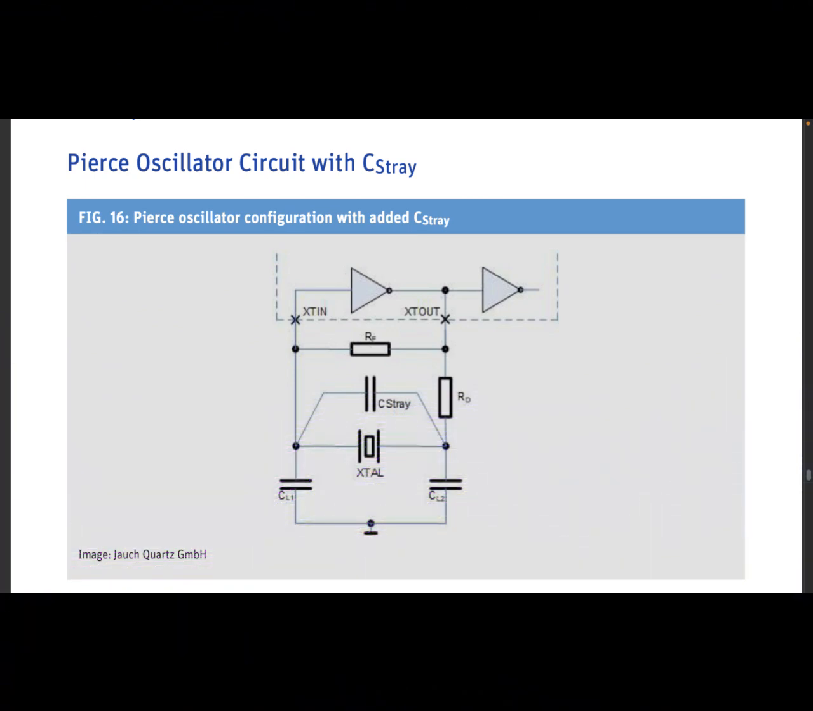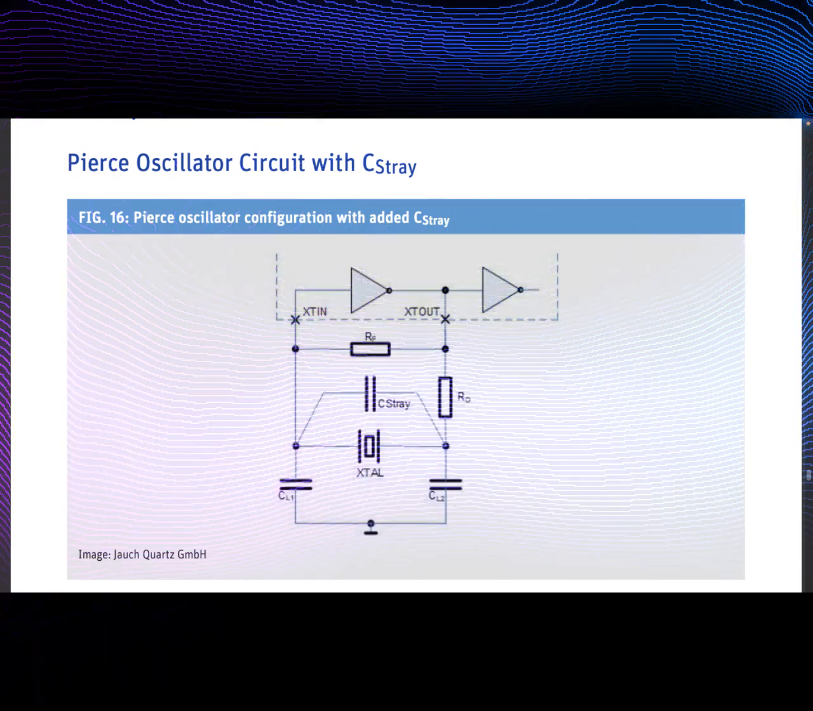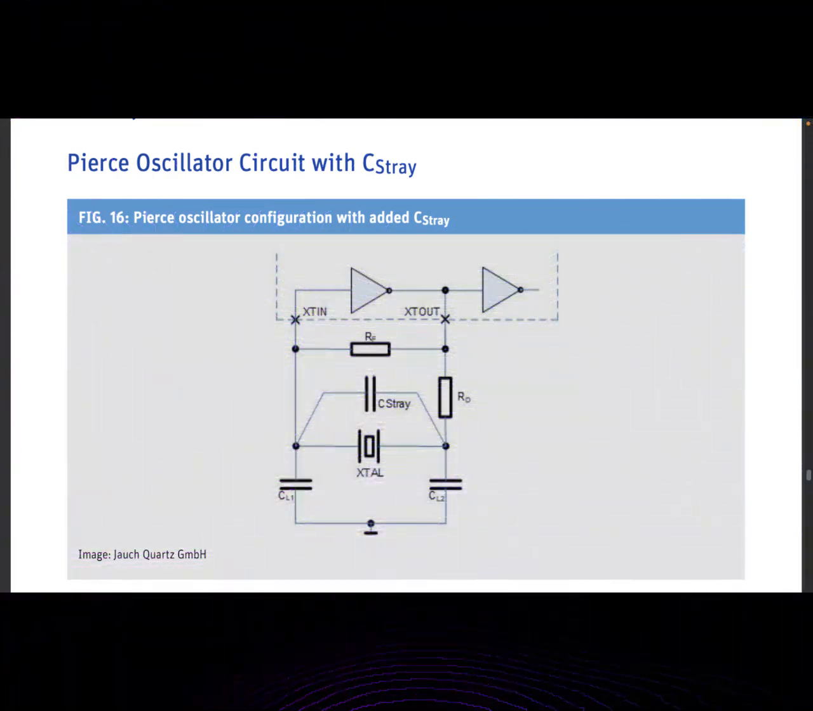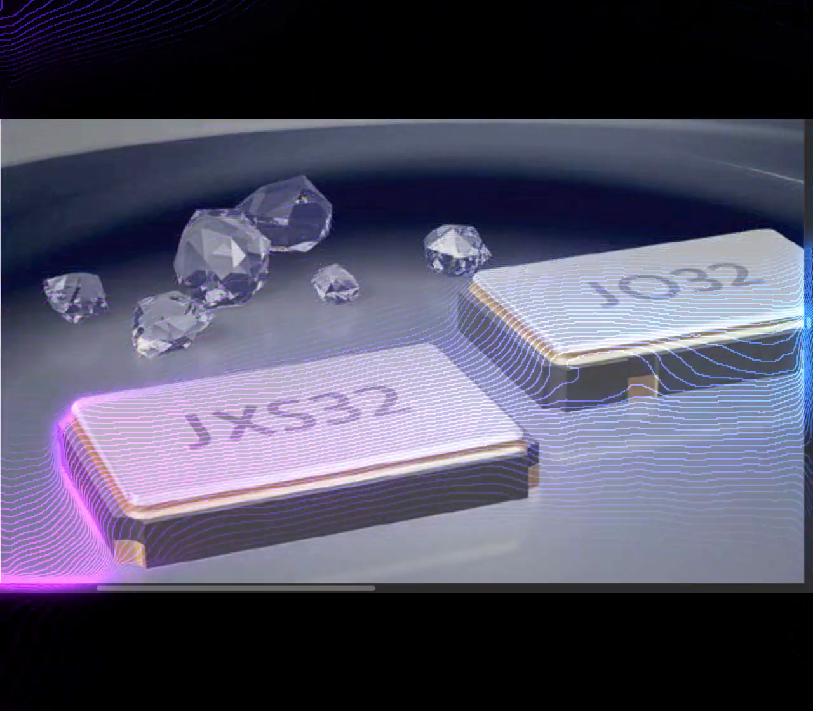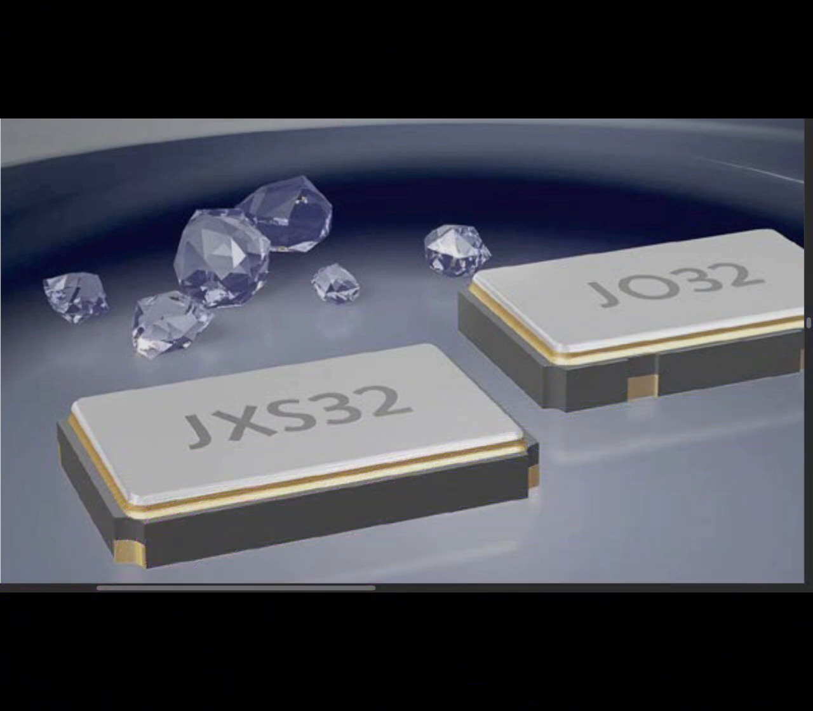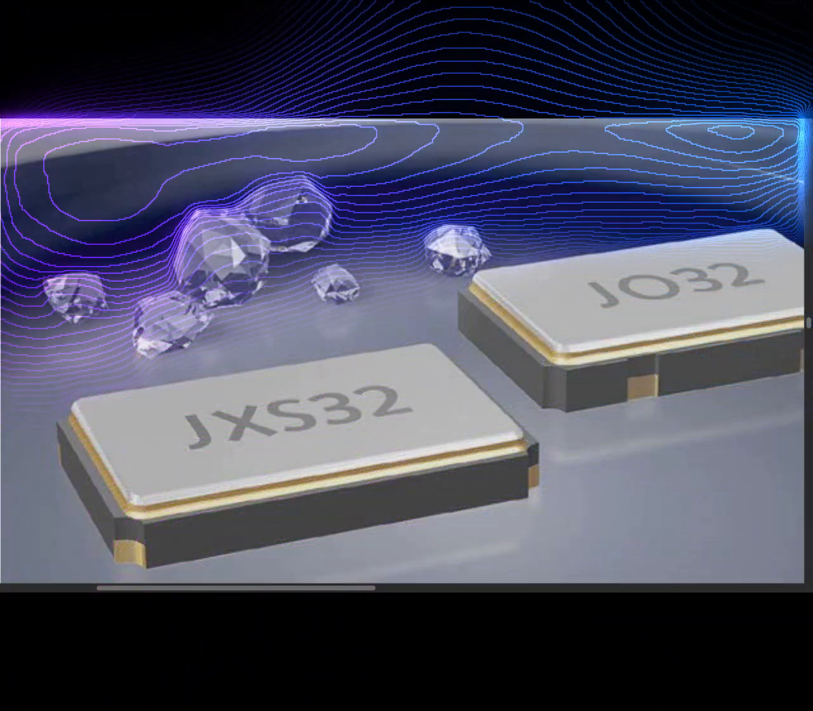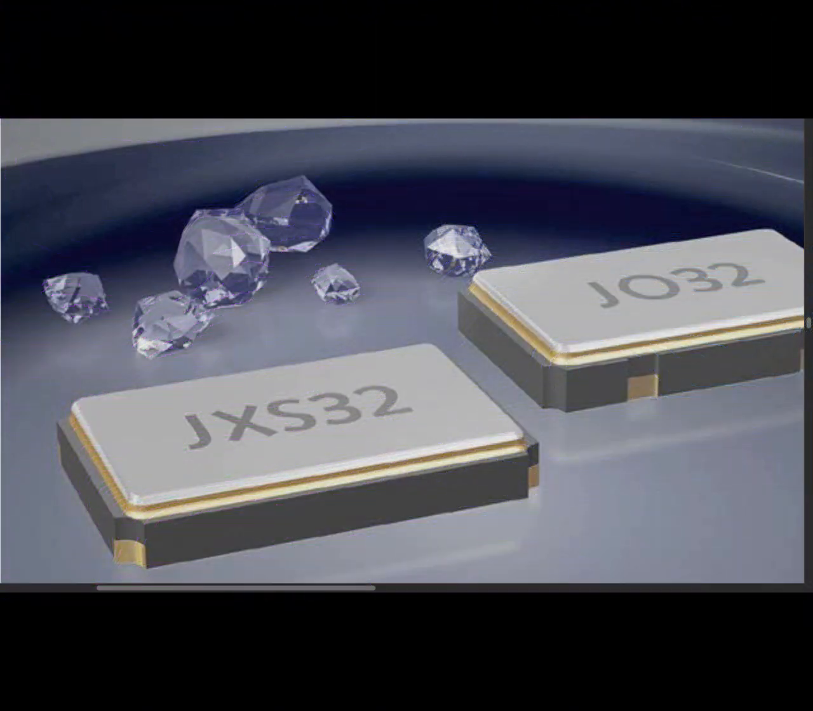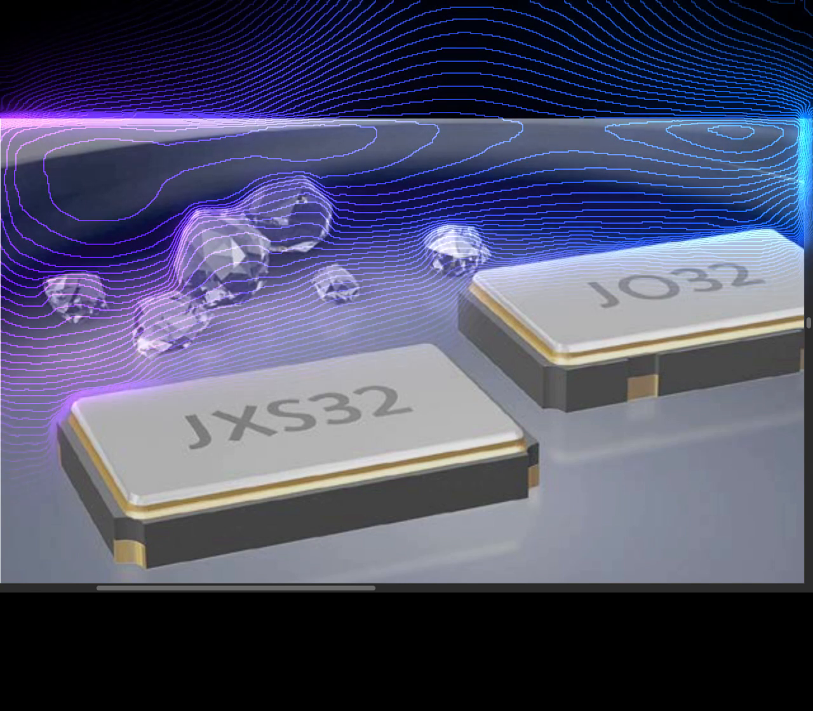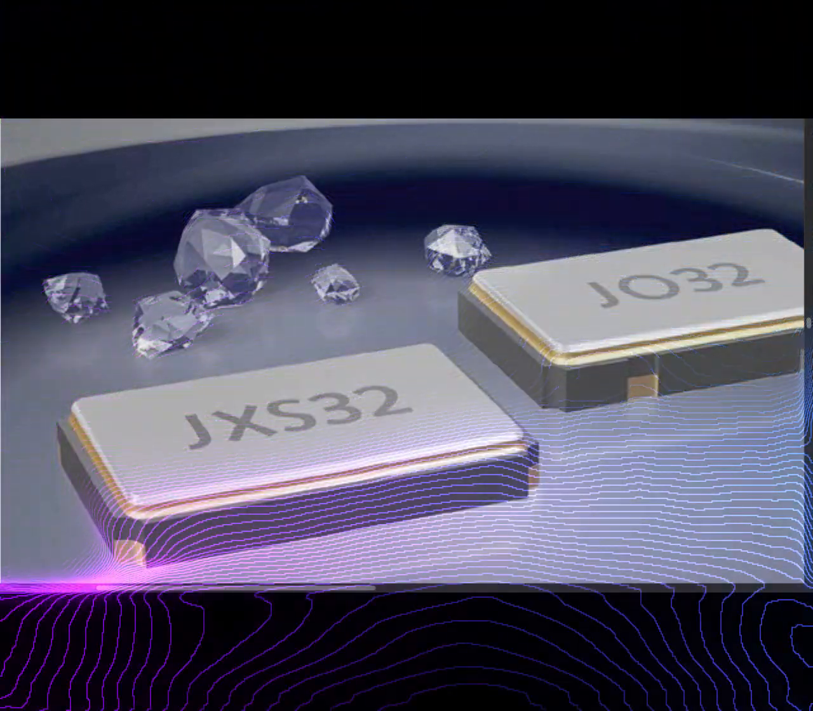AT-cut crystals. AT-cut crystals are commonly manufactured in these frequency ranges: 1 MHz through 60 MHz, operating in fundamental mode, and 30 MHz through 250 MHz, operating in overtone mode: 3rd, 5th, 7th, and 9th.